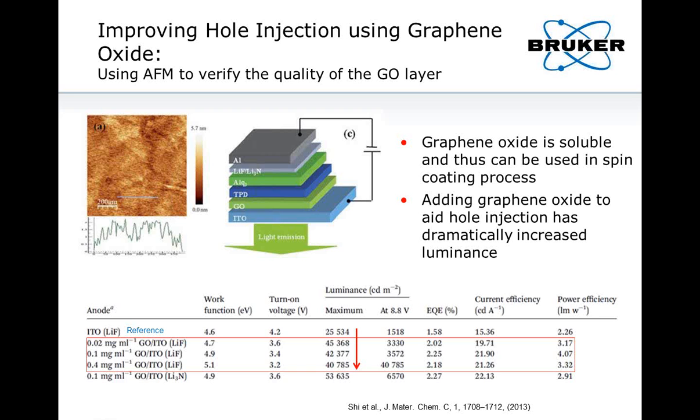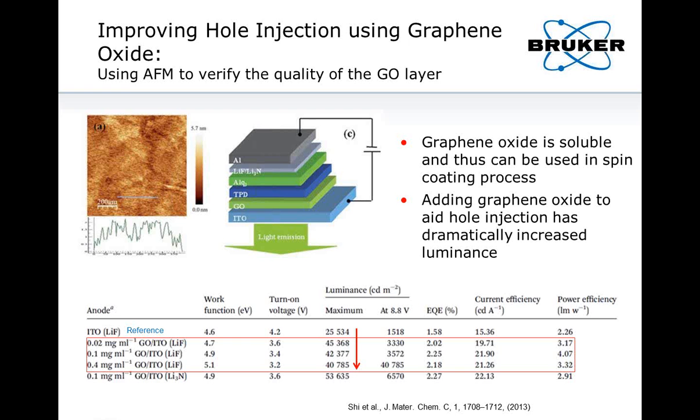And of course, at one point you run into the problem that you inject more holes than you inject electrons. So then what was also done is that not only the graphene oxide was added, but also the electron injection layer was modified. And you can see at the bottom here that even with 0.1 milligrams per milliliter graphene oxide, we end up at a maximum luminescence of 53.5K or so. So great experiment. And again, AFM is absolutely critical to verify the quality of these quite thin layers.